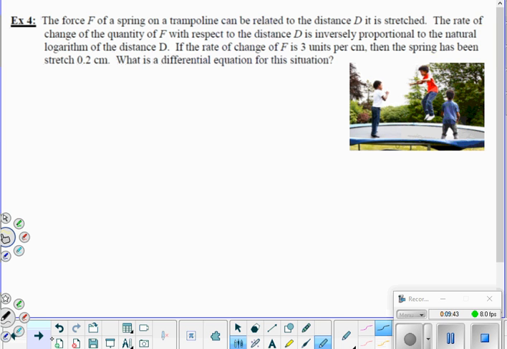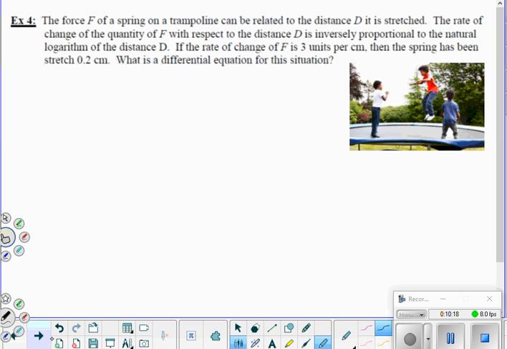So then, for example 4, leave a little space as we write this out. The force of a spring, the force, capital F, of a spring on a trampoline can be related to the distance, capital D, it is stretched. The rate of change of the quantity F with respect to the distance D is inversely proportional to the natural logarithm of the distance D. That's a lot. If the rate of change of F is 3 units per centimeter, then the spring has been stretched 0.2. That would be distance, wouldn't it?